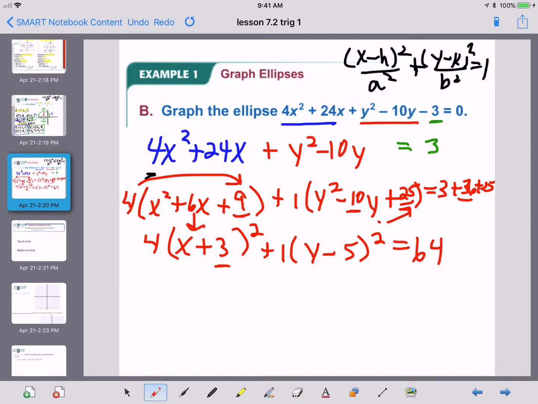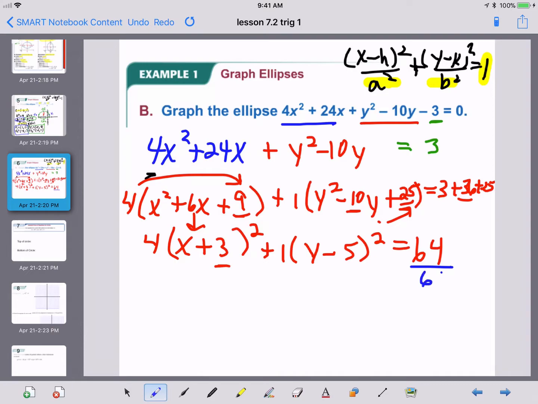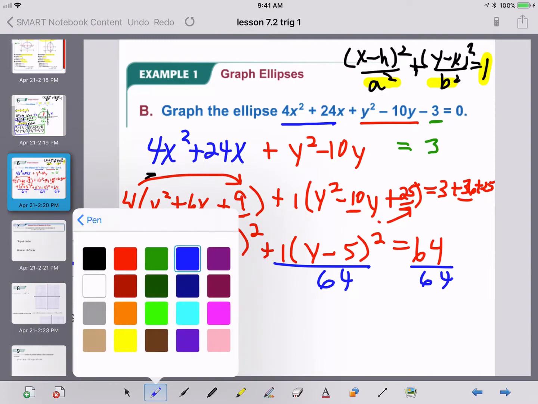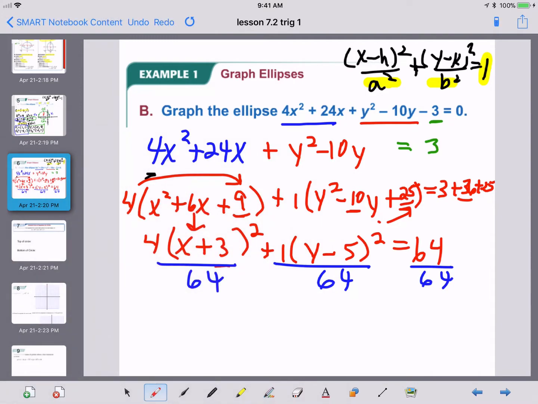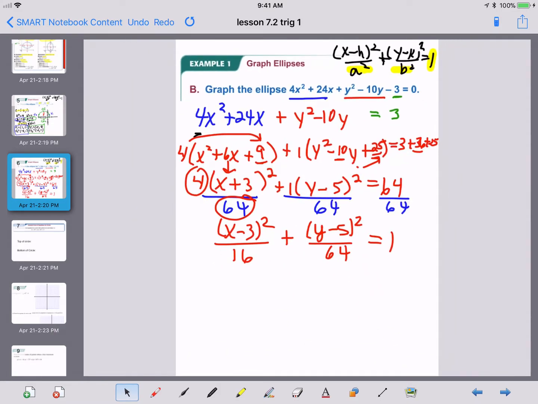That's better. Okay. Now, look at the difference here. We have numbers underneath our quantities, and we have it equal to 1. So whatever number is sitting here, we're going to divide every piece of our equation by that number. And then we're going to be able to reduce. So we get x minus 3 squared over 16 plus y minus 5 squared over 64 equals 1. So now it's in standard form.